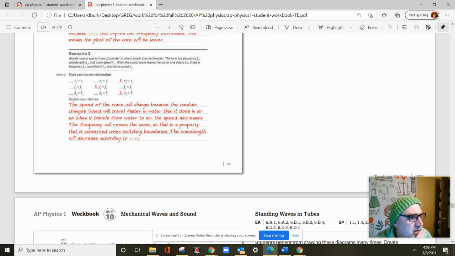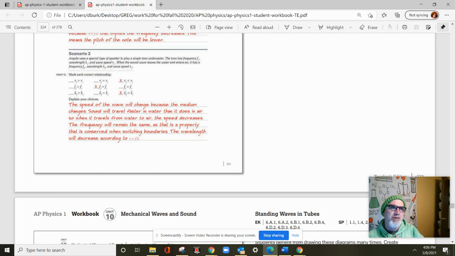All right, Angela uses a speaker to play a single note underwater. Ooh, special speaker that's not going to get ruined. Nice. So the sound is going to leave the water and enter the air. What I know about solids, liquids, and gases is that sound travels fastest in solids, next fastest in liquids, and slowest in gases. The speed of sound in water is about 1,000 meters per second, compared to 340 in air, and even faster than that in solids.